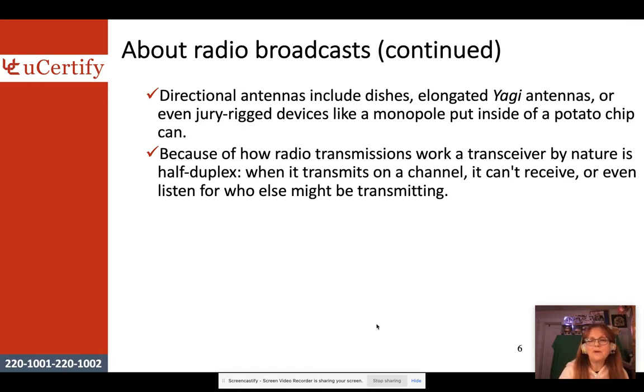Because of how radio transmissions work, a transceiver by nature is half duplex. That means it cannot send and receive at the same time. And it can't even listen for who else might be transmitting. So it can't listen to see if there is another device on the network that is transmitting. So you can end up with collisions in a Wi-Fi network.